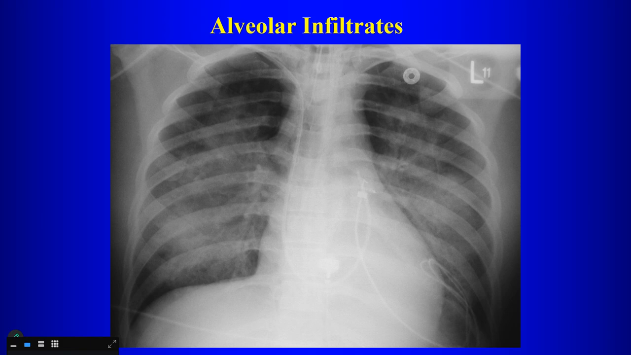So when you have airspace disease, there's a standard question: what can the alveoli be filled with that would give you airspace disease? There are certain substances that come to mind. What are they? The most common is fluid, water, so pulmonary edema.